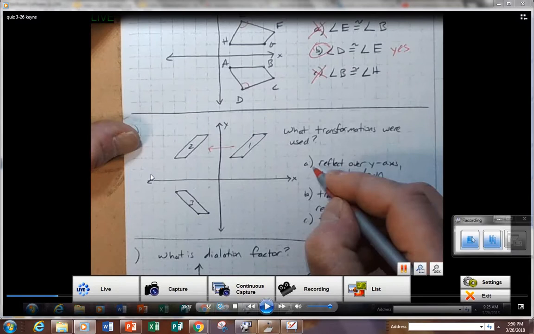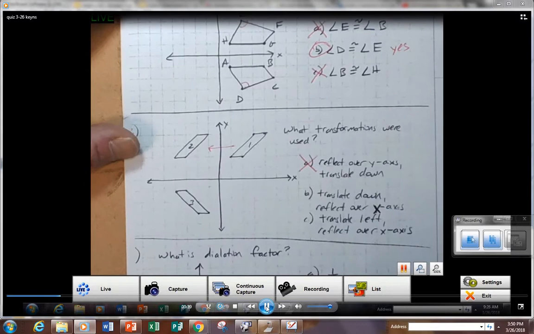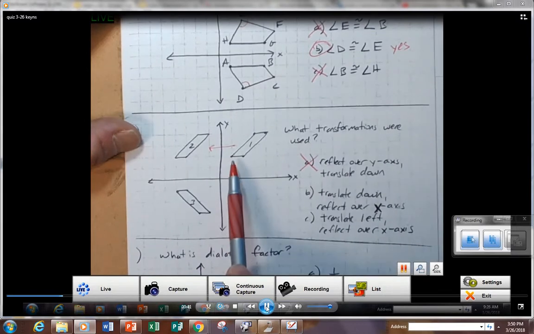The line of reflection is really halfway through. Maybe a line like that, maybe y equals 1/2. If I had the line y equals 1/2, then that line would be 1.5 boxes above that line and 1.5 boxes below. So again, I didn't draw that very well, so that's my fault. But the best choice for this one is going to be C. Translate left and reflect over the x-axis.